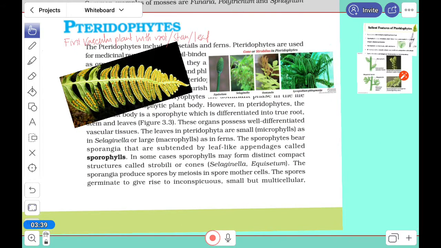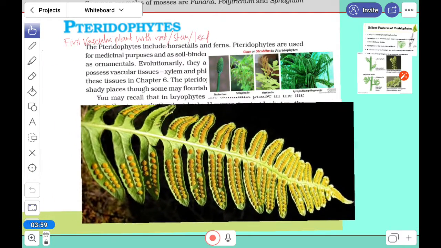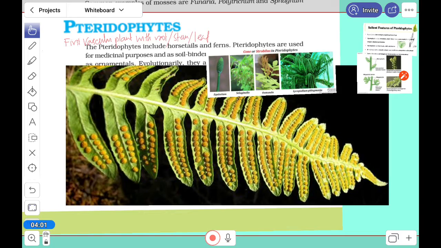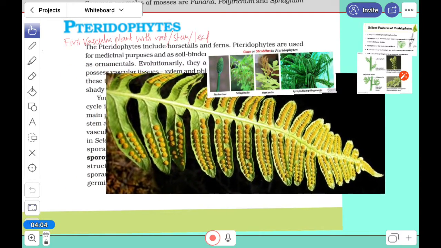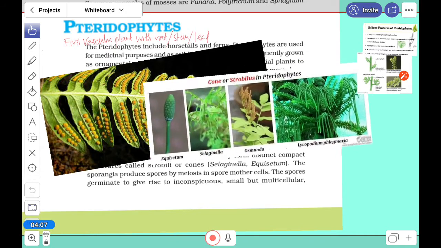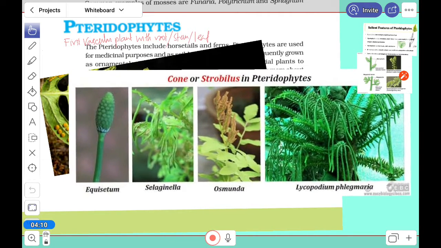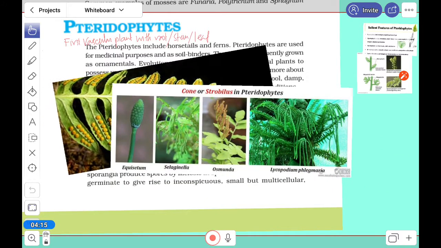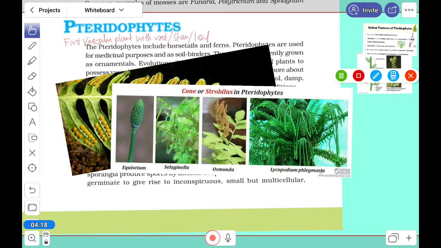Now the sporophyte here bears sporangia on leaf-like appendages. Here they are called sporophylls, and in some cases it is a strobilus or cone-like structure. If you magnify it, you can see the sporangia there, and the cone-like structure in Equisetum and in Selaginella. We'll discuss this afterward.